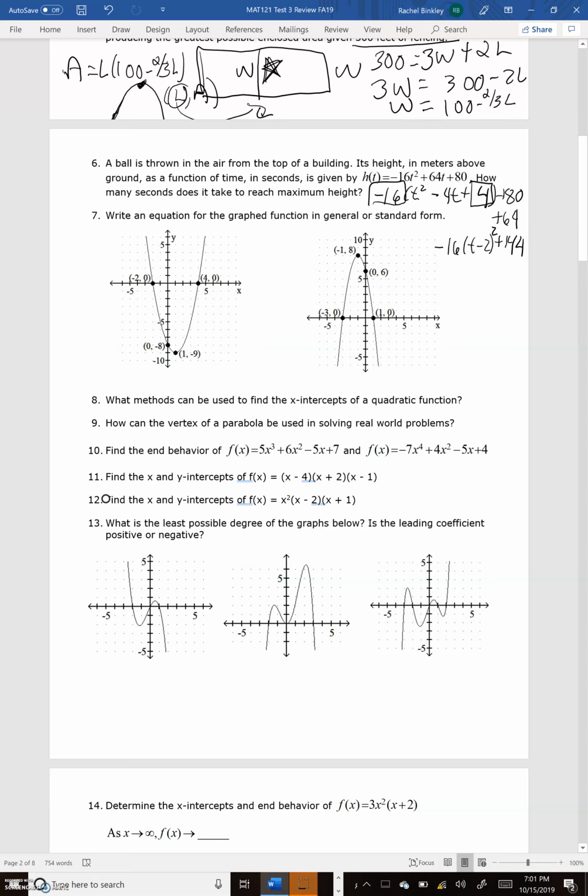So my vertex is reached after 2 seconds. Oh, so that's the answer. It takes 2 seconds to reach its maximum height. The maximum height is going to be 144. Boom. Boom goes the dynamite. What's next? Number 7.